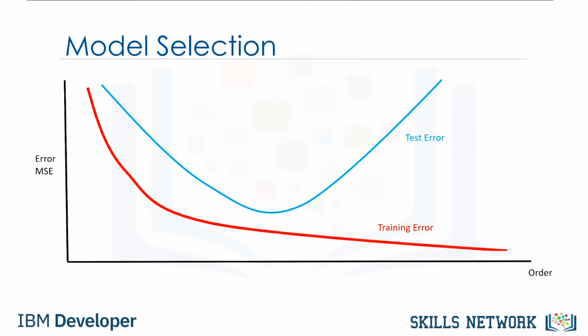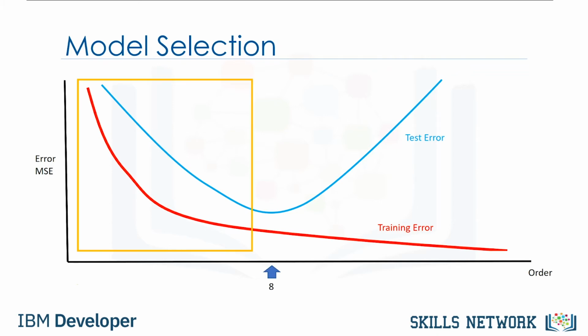The error decreases till the best order of the polynomial is determined. Then the error begins to increase. We select the order that minimizes the test error. In this case, it was 8. Anything on the left would be considered underfitting. Anything on the right is overfitting.